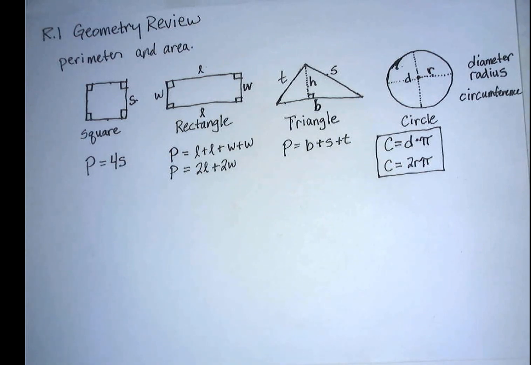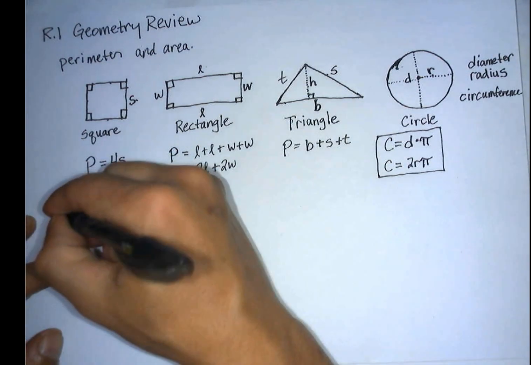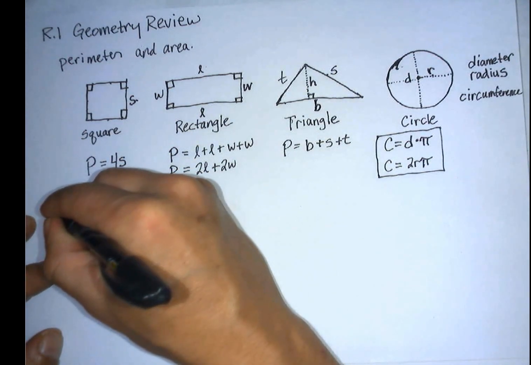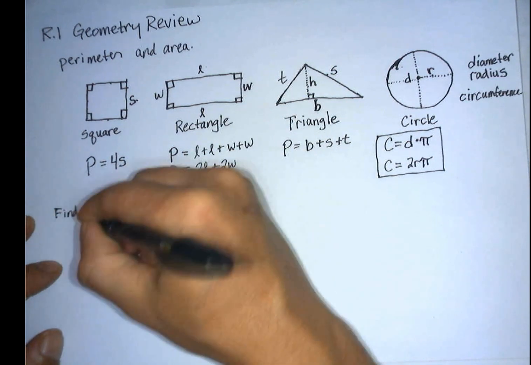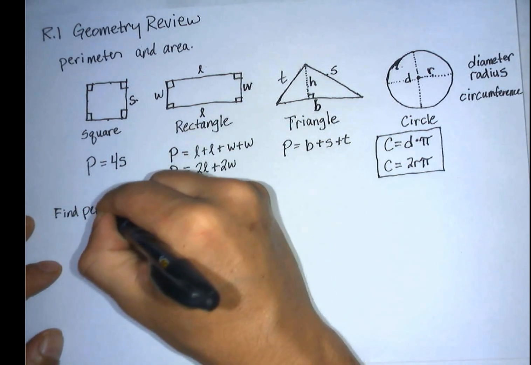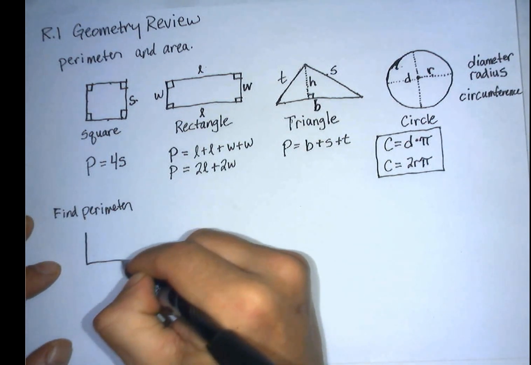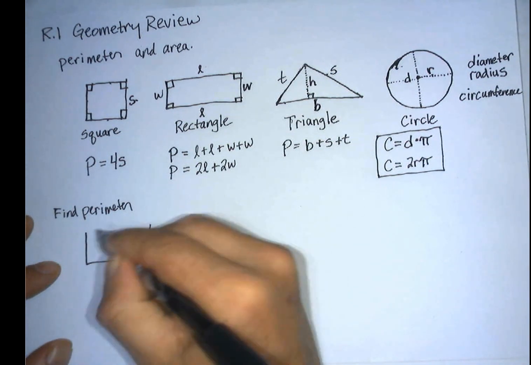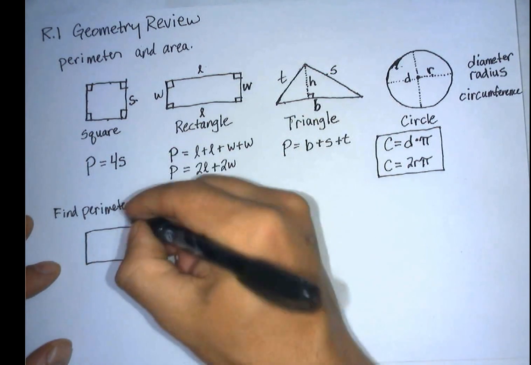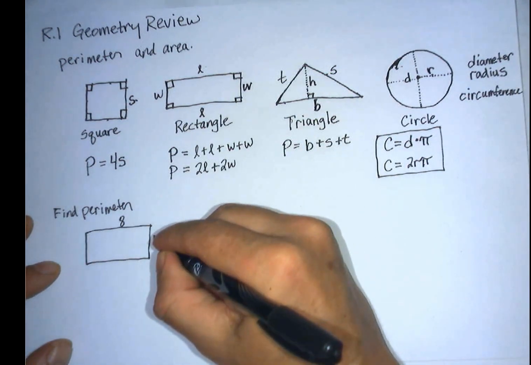So let's look at some examples. We're going to find the perimeter of this rectangle. Find the perimeter of these shapes. The first one's going to be a rectangle. I just gave it away. And the length is 8 and the width is 5.